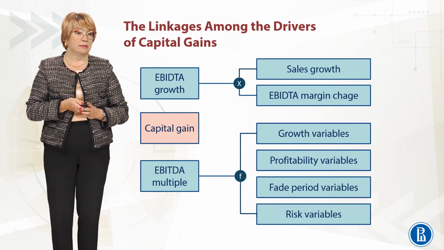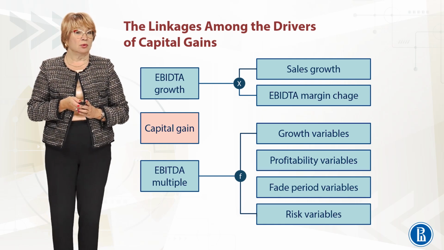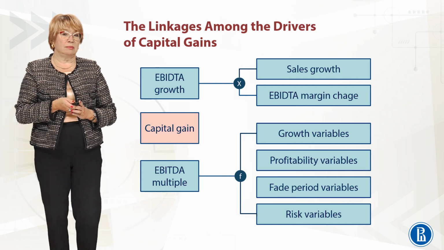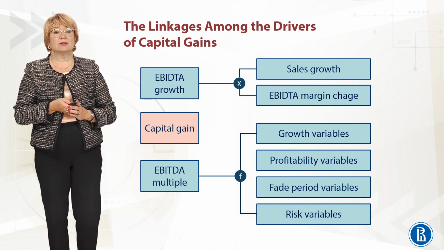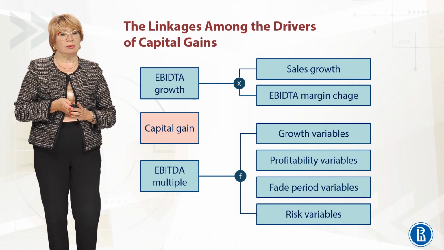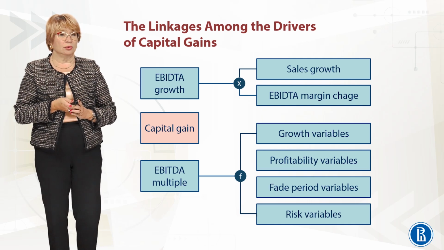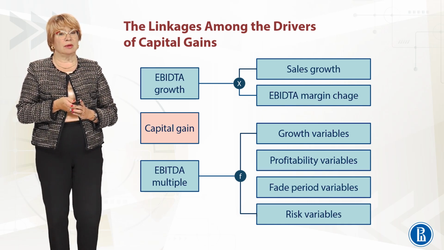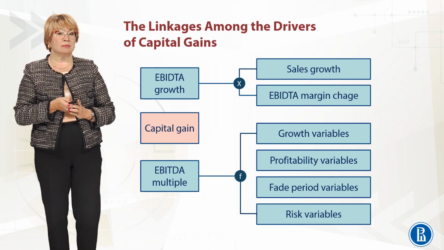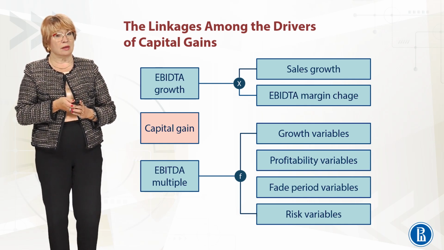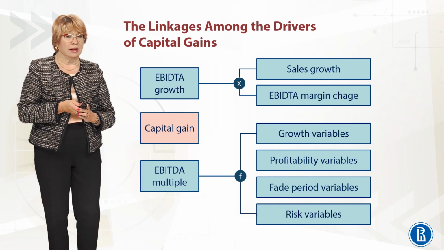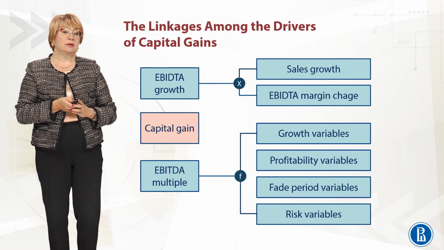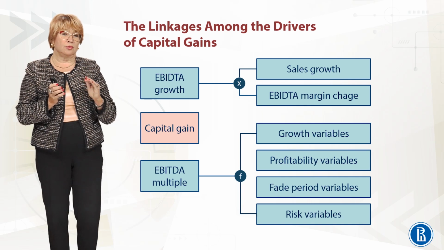Of course, the multiple also is a function of some growth variables: growth rates in profits, growth rates in EBITDA margin, growth rates in sales, and all other profitability variables. And there would be a so-called fade period of variables. So how are those profitability margins behaving? Are they really stable? Are they increasing? Are they declining?